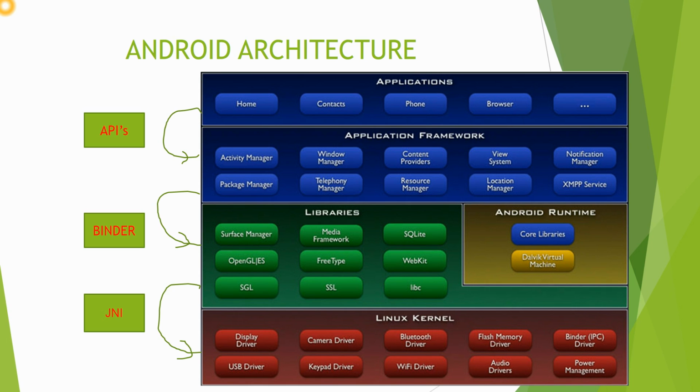The next layer is the application framework layer, and this layer has the responsibility of providing many higher level services to applications in the form of Java classes. For example, Activity Manager, Package Manager, Content Provider, all these are in the form of Java classes which provide higher level services to applications.